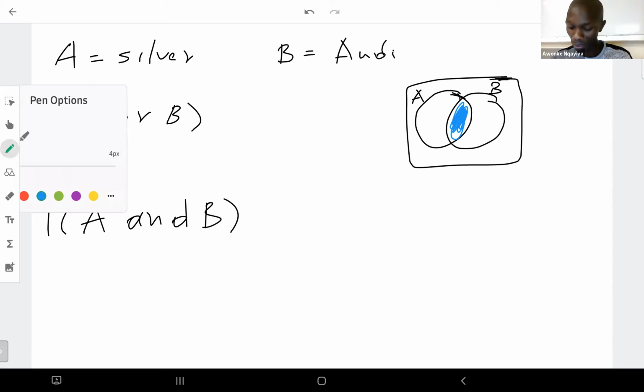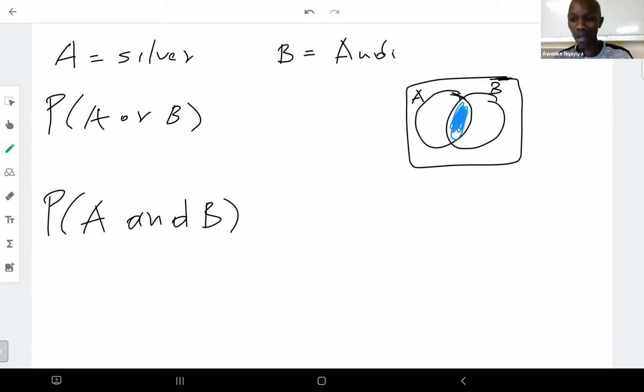There is something called in probability an additional rule or addition rule. I think we call it the addition rule.